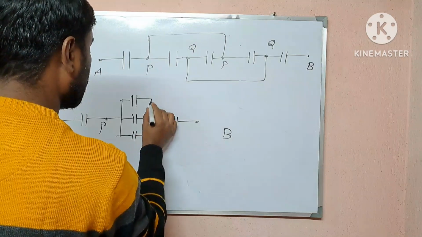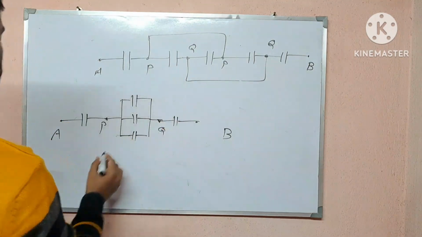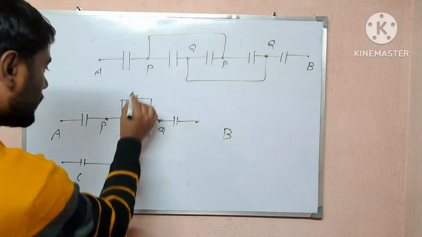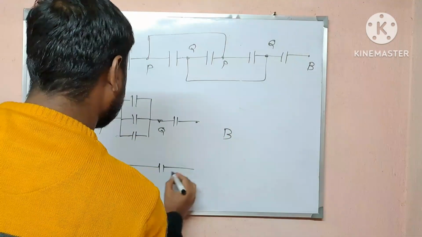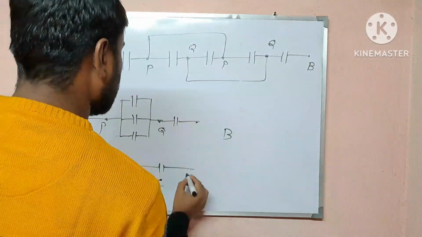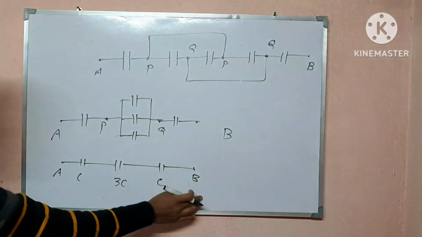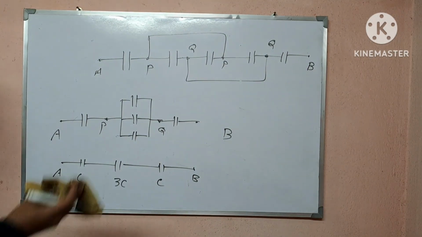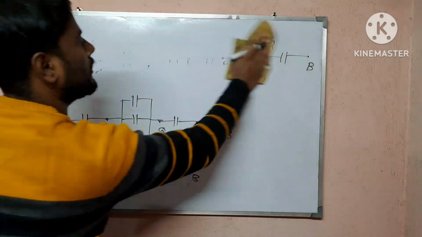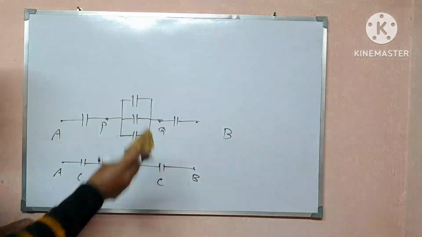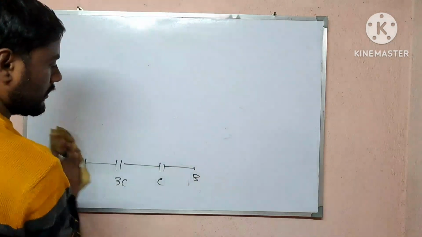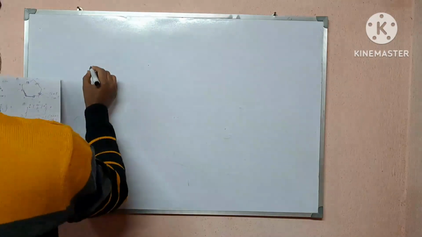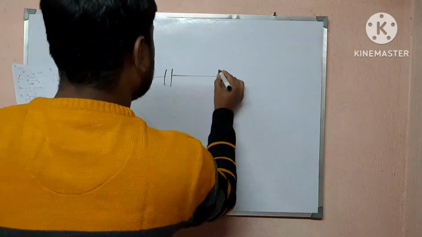Is it clear for everyone? So what will be the answer here? So this is A, this is C. That will be 3C because they are connected in parallel, and that one will be C. So now they are connected in series. You just have to solve this. I don't think that this is difficult for you now. Okay, so now for the next one, just imagine these are 3 capacitors.